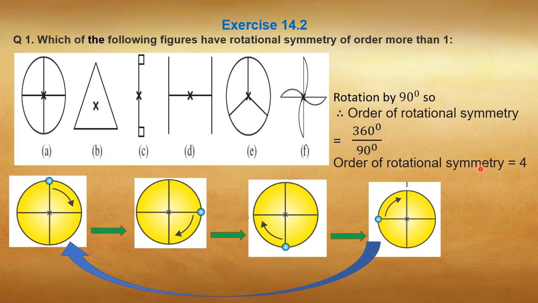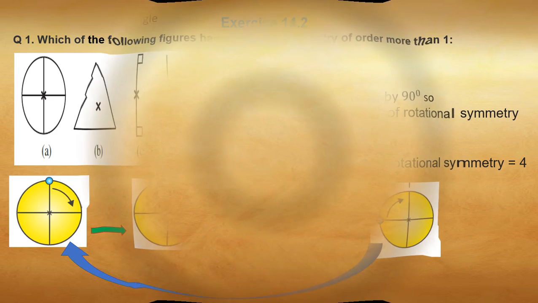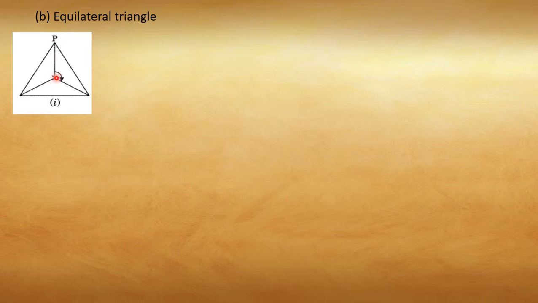Let us consider the second figure B, an equilateral triangle. When we join all 3 vertices, we get this point, which is the center of the circle. About this center, the figure will rotate. How many times will it rotate? This triangle is divided into how many parts? 3 parts. That means one complete turn we have to take, that means we will complete a 360-degree angle.